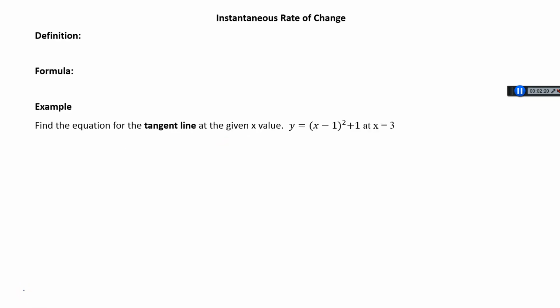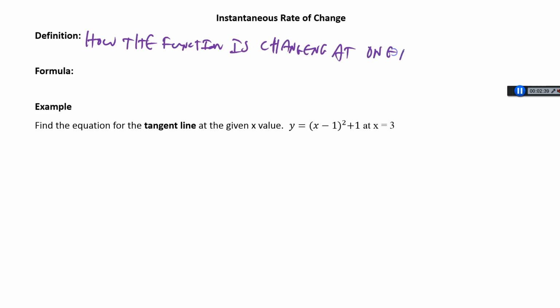All right, let's look at a tangent line. So instantaneous rate of change. So this is how the function is changing at a given instant. So how the function is changing at one point. So sometimes you hear this called the slope of the function, because what's going on is we're saying, well, how many units are you changing right there? We're not using 2 points, we're just using 1.